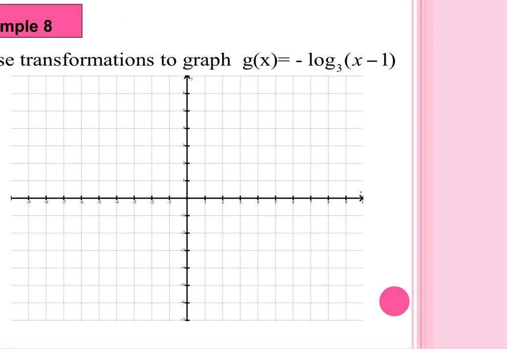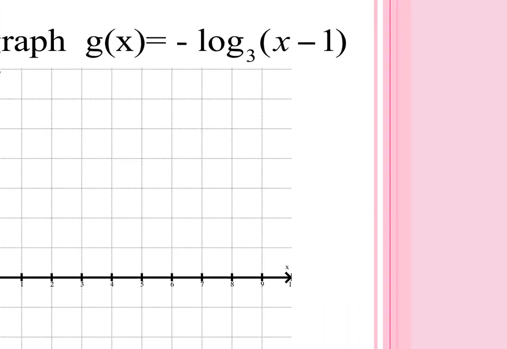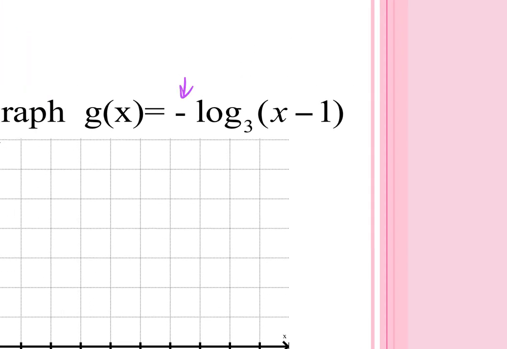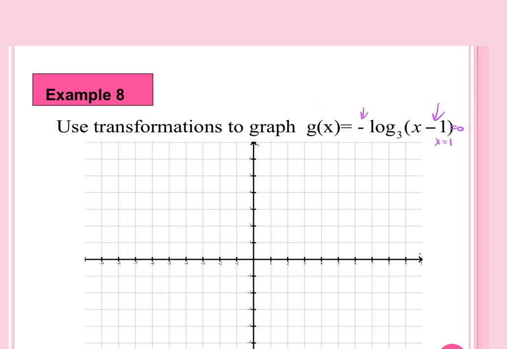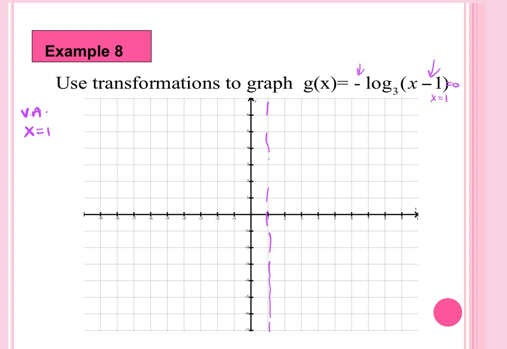All right, look at G. First of all, what do we know about the negative on the front? It's going to flip it upside down. What about the -1 on the inside? It's going to shift it to the right one. To the right one, and what else does it shift? Vertical asymptote. So if I set this equal to 0, I get my vertical asymptote is at x equals 1 this time. So before I even start, I know there's a vertical asymptote at 1.